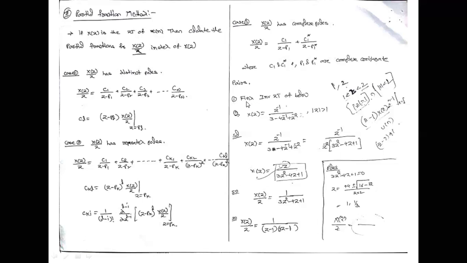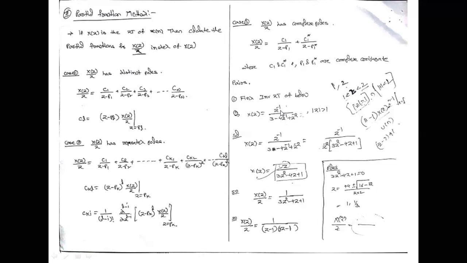Partial fraction expansion method of inverse Z transformation: x of z is equal to z power minus 1 divided by 3 minus 4z inverse plus z power minus 2. First of all, the given function is in negative powers of z, so change it to positive powers of z. See here: 1 by z square, 4 by z, and 3. So you can write it as 3z square minus 4z plus 1.